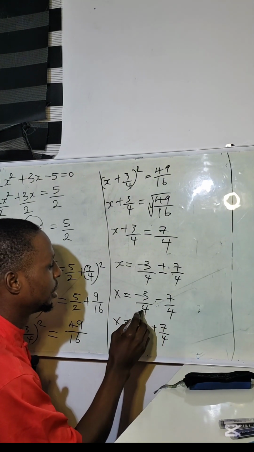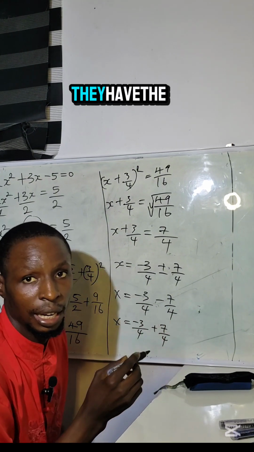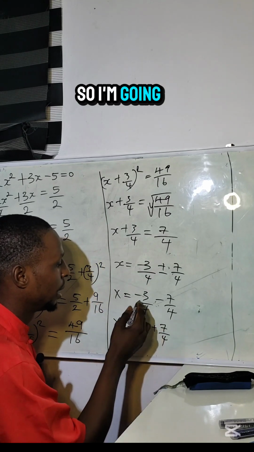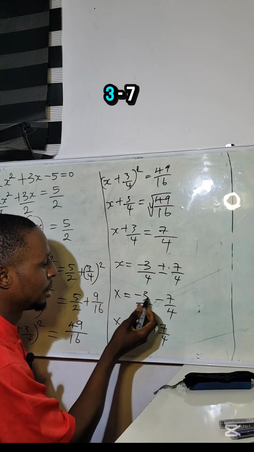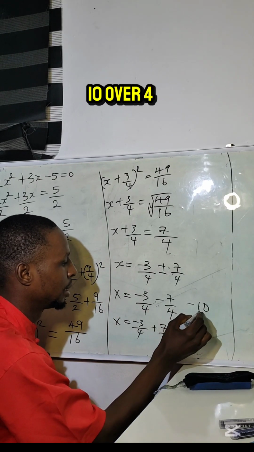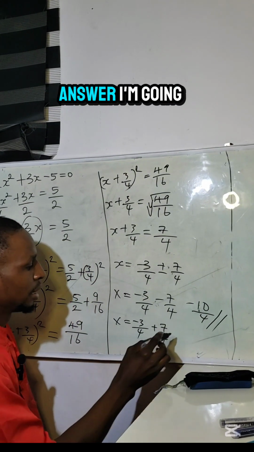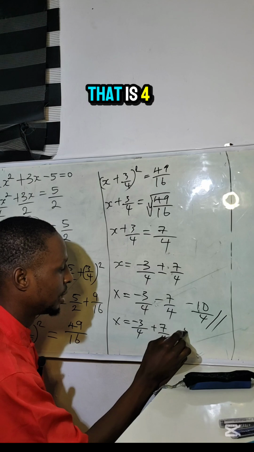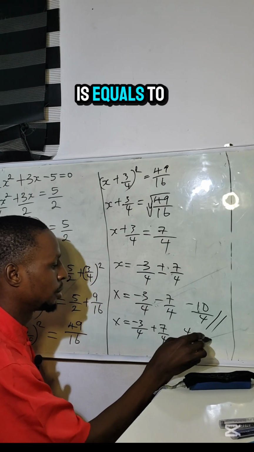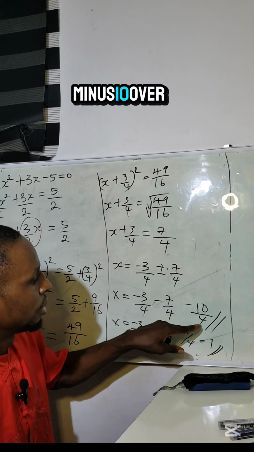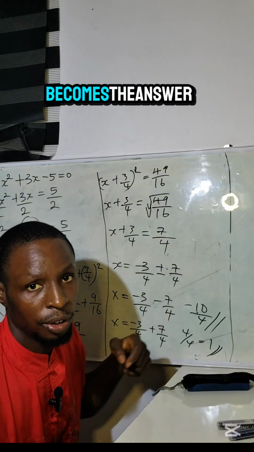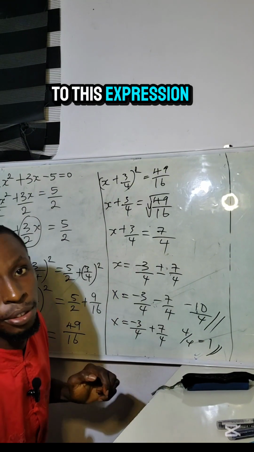So from here, this is 4 and this is 4, so they have the same denominator, and I'm going to add them together. I have minus 3 minus 7, that is minus 10 over 4, as the first answer. And then the second answer, I'm going to have 7 minus 3, that is 4 over 4, which is equal to 1. So minus 10 over 4 and 1 are the solutions to this equation.